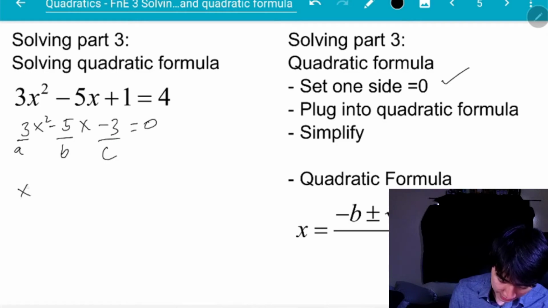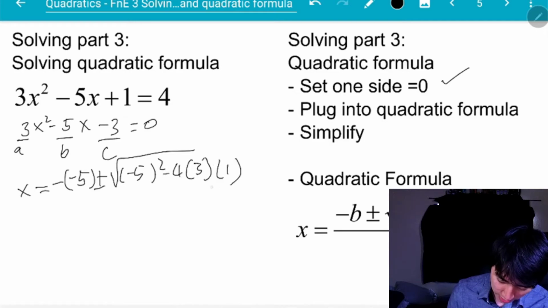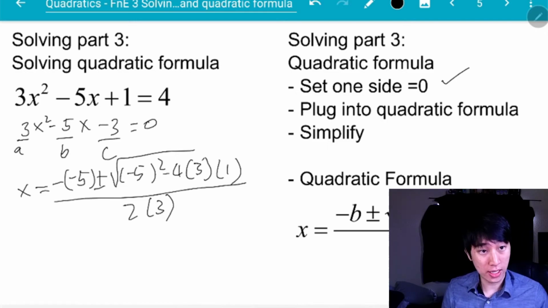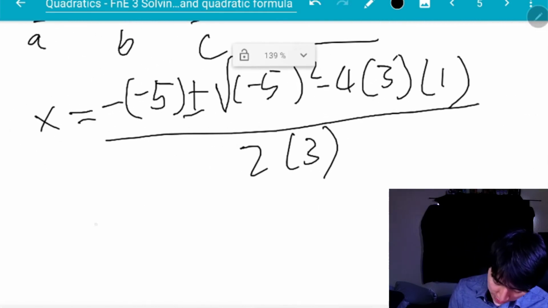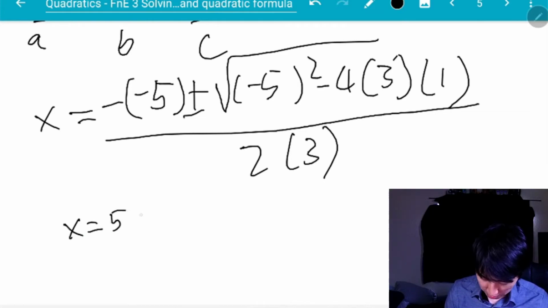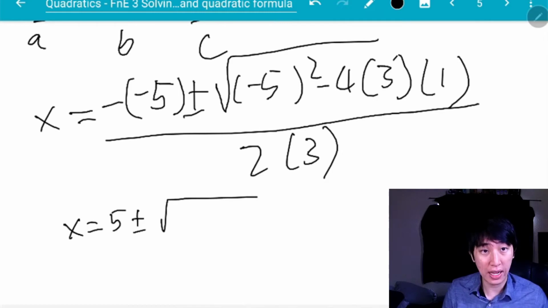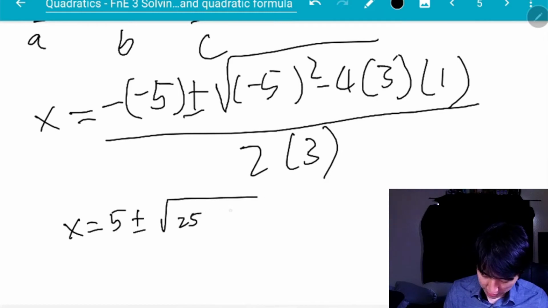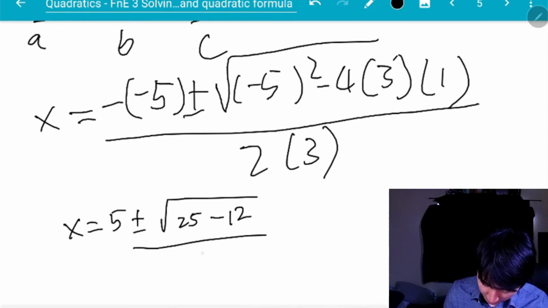So we have x equals negative 5 plus or minus square root negative 5 squared minus 4 times 3 times 1 divided by 2 times 3. And then you just evaluate. So let's zoom in and do this. We have x equals negative. Whenever we have two negatives, it becomes a positive. Plus or minus the square root of negative 5 squared is 25, minus 4 times 3, which is 12, divided by 2 times 3, which is 6.